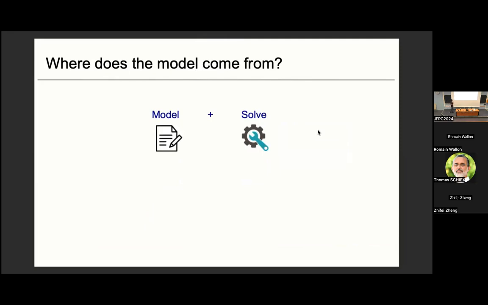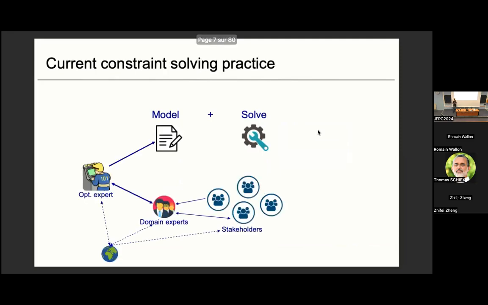If you look at it, especially more in practice, this model is typically written by an optimization expert. And that optimization expert, in turn, was in contact with multiple domain experts. Think about vehicle routing. You have the optimization expert, then the domain expert, maybe the planners, maybe the owner of the company, and then many other different stakeholders, including the drivers, including the clients, and so forth.